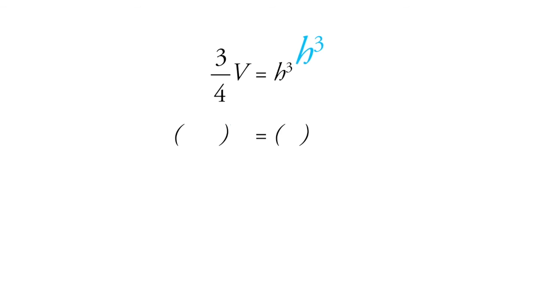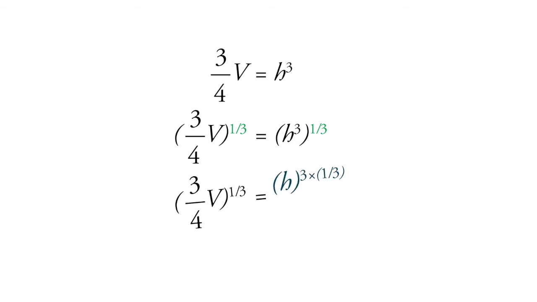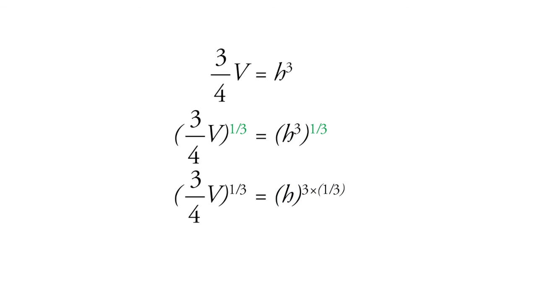Now we're going to take the cube root of both sides. One way to take the cube root is to take each side and raise it to the exponent 1/3. Anytime we have an exponent raised to another exponent, we multiply those two exponents. So we have H cubed to the 1/3 on one side, and we have 3V over 4, or 3/4 of V, to the 1/3 on the other side. And that gives us our correct answer.